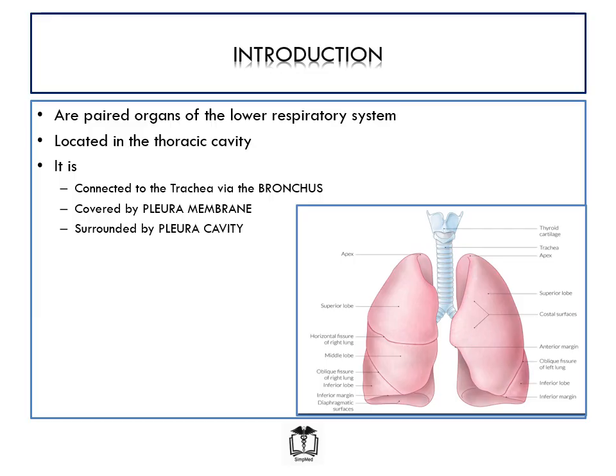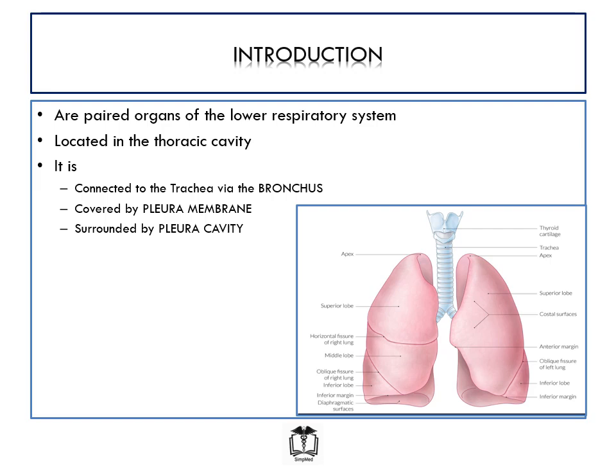The lungs are paired organs of the lower respiratory tract. This includes other organs like the bronchioles, the bronchus, the trachea, which we talked about in a separate module. The lung is found in the thoracic cavity. It occupies a large chunk of the thoracic cavity bilaterally, and it is connected to the trachea via the bronchus.